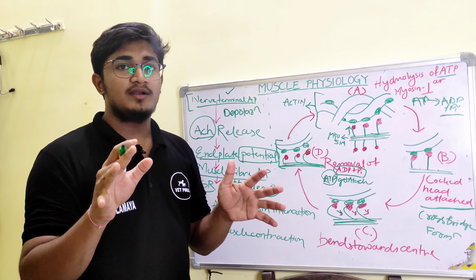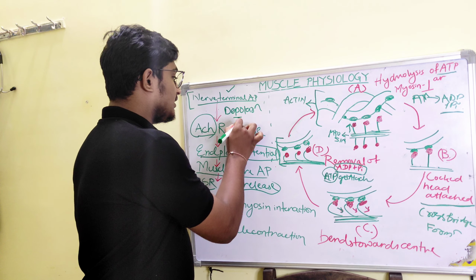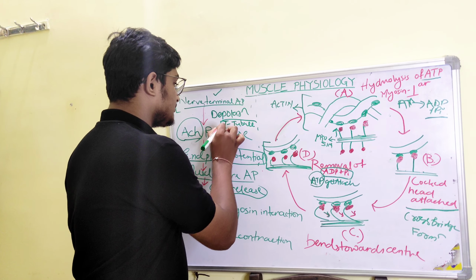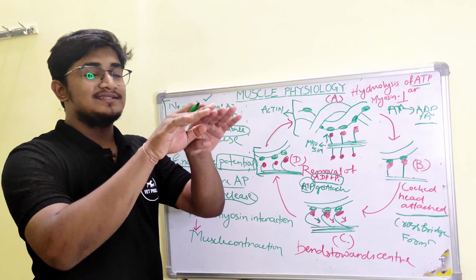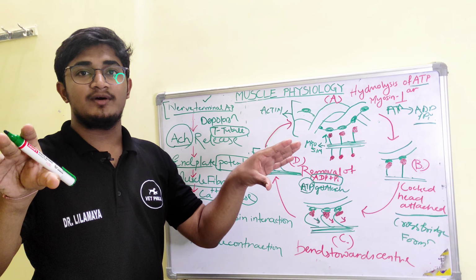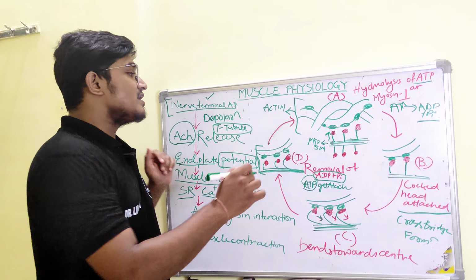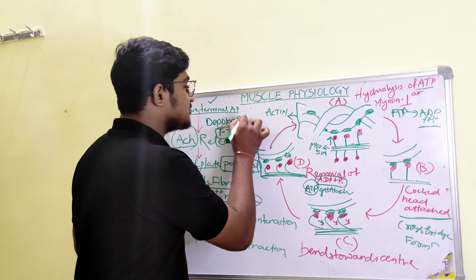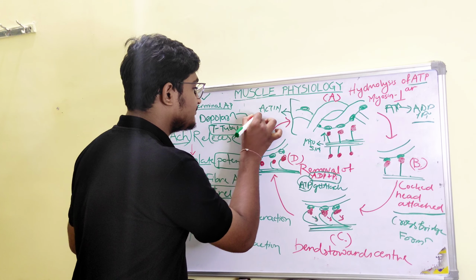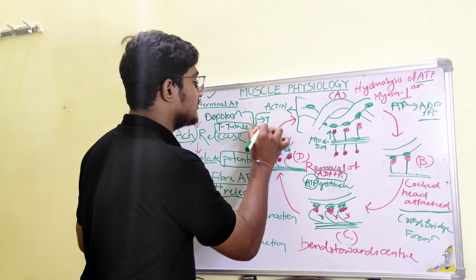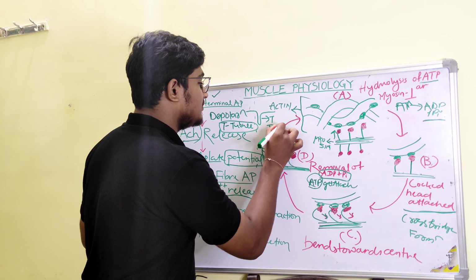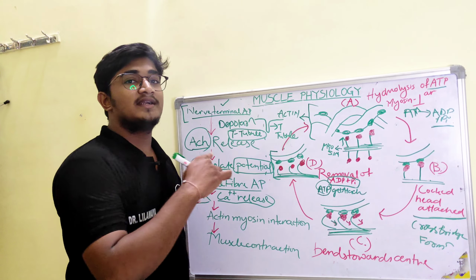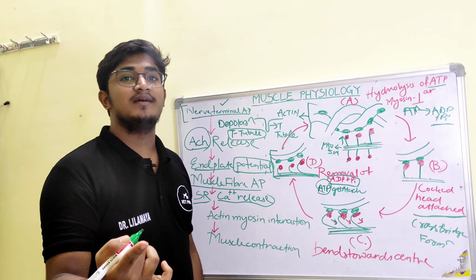The muscle fiber is penetrated by the T-tubule. What do we mean by T-tubule? The sarcolemma is the covering of the muscle fiber. The sarcolemma is invaginated into the muscle to form the T-tubule. This T-tubule causes the sarcoplasmic reticulum to release calcium.